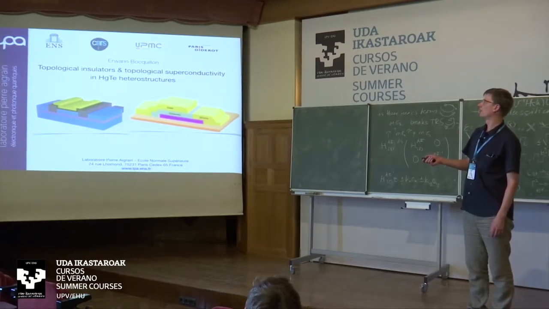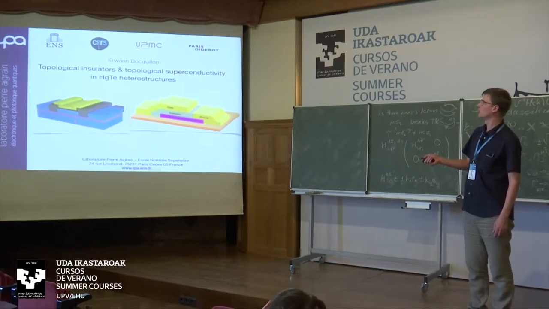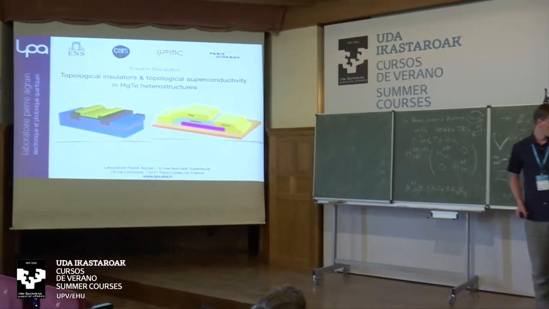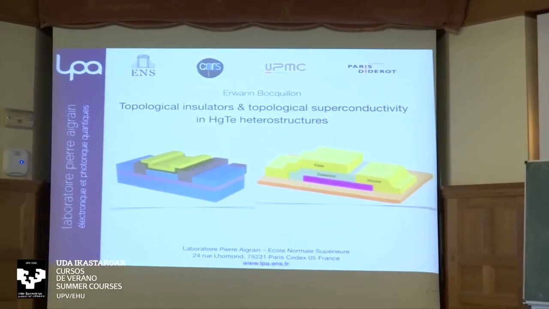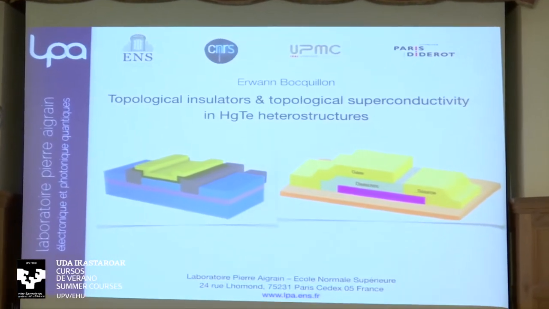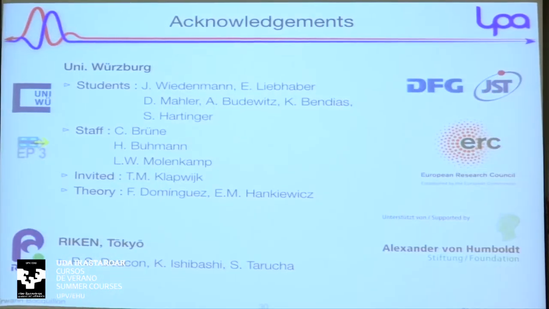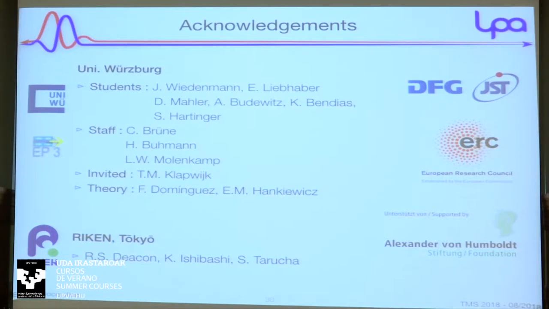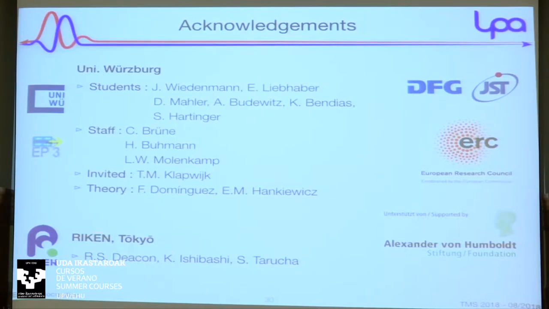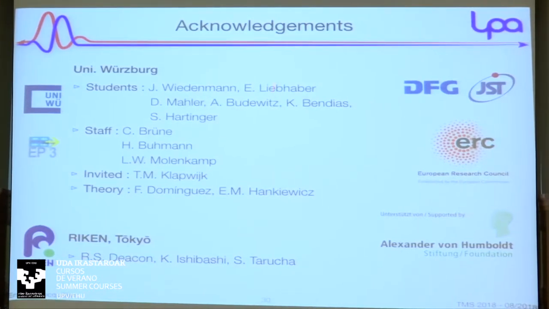And this will build a Josephson junction in which a supercurrent will flow. And this is the analysis of this supercurrent that will maybe yield some information on the superconductivity and on its topological character. So this work has been done while I was a postdoc in Würzburg a few years ago. And I want to emphasize the help of our collaborators in Tokyo, and especially the role of Russell Deacon, the role of Jonas Wiedenmann, my PhD student, and also the role of Teun Klapwijk for his precious help.